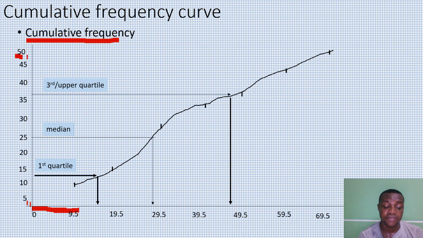The upper class boundaries start from 9.5, 19.5, 29.5, 39.5, 49.5, 59.5, 69.5. Then start plotting. 9.5 we plot against its cumulative frequency. 19.5 plot against its cumulative frequency. 29.5, 39.5, 49.5, 59.5, each plotted against its corresponding cumulative frequency. Then 69.5 you plot against its cumulative frequency.